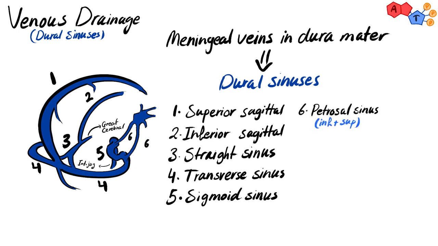Then we have the petrosal sinuses, superior and inferior. And lastly, the cavernous sinus. And this is it for the blood supply.